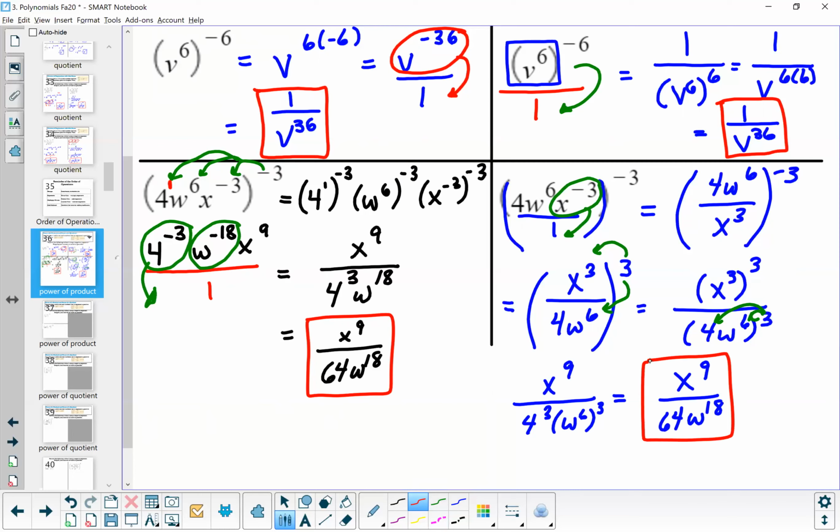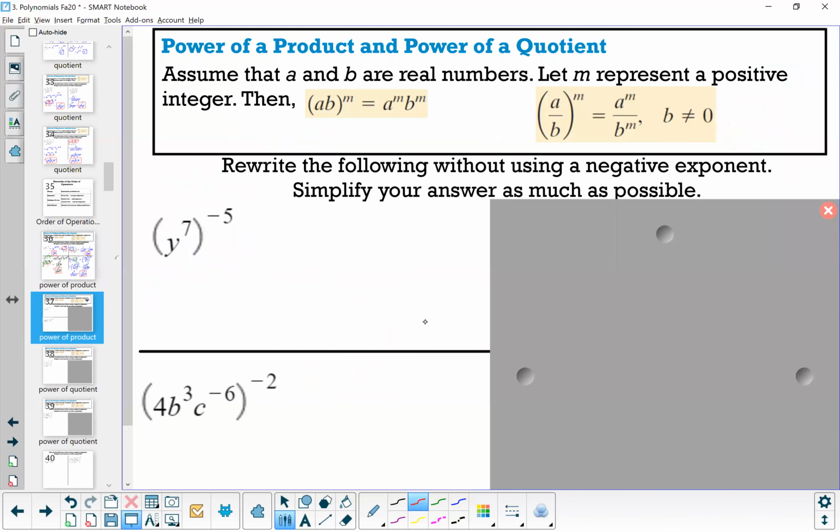Okay, you pick the method that you prefer. So I want you to take a look at the next two examples. We have in parentheses y to the 7th, close parentheses, to the negative 5. And then we also have parentheses 4b cubed c to the negative 6, close parentheses, to the negative 2 power. Pause the video, try those, and then we'll do them together.